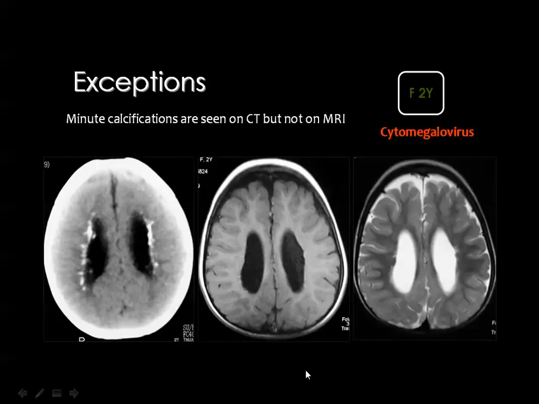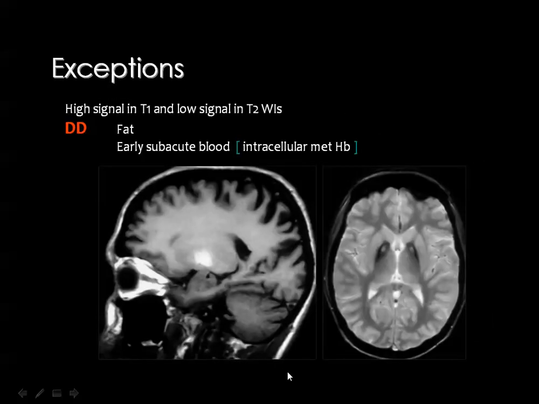But there are so many exceptions for the appearances of calcium in MR imaging, including that minute calcifications are seen only on CT scan but are not well delineated by MRI. As you can see in this example of a female child 2 years old having a cytomegalovirus infection, you can see the periventricular calcification which is evident in the CT scan, and you cannot easily appreciate these calcifications either in the T1 or in the T2 weighted images.